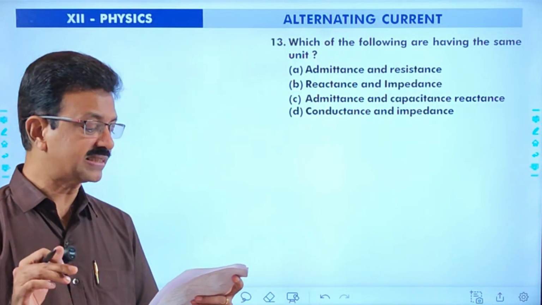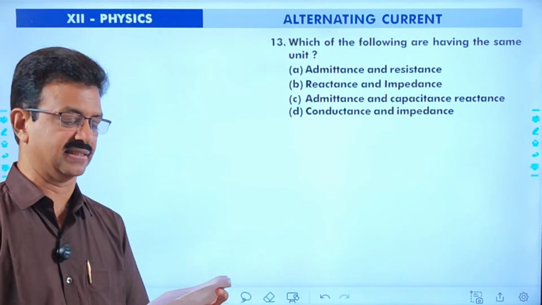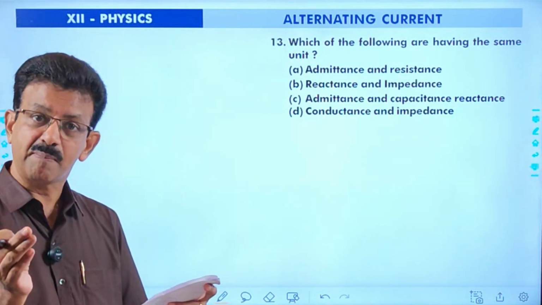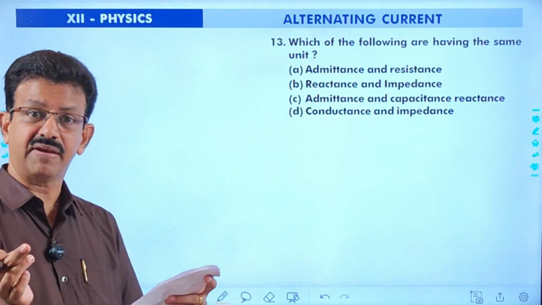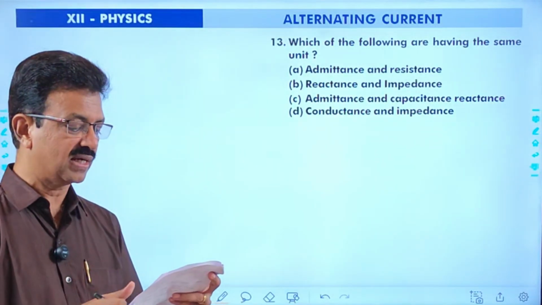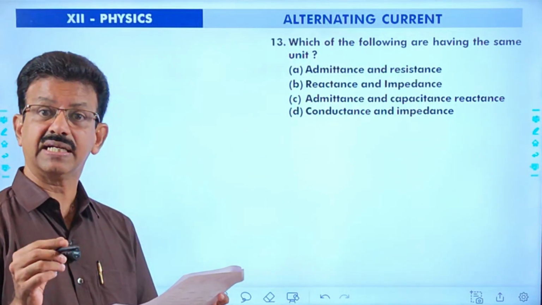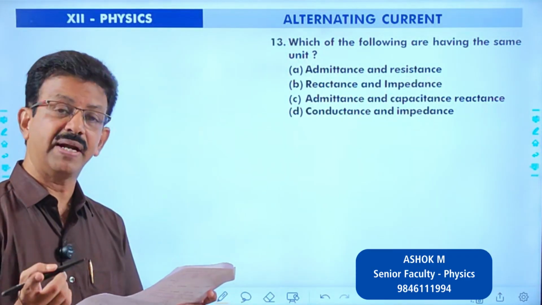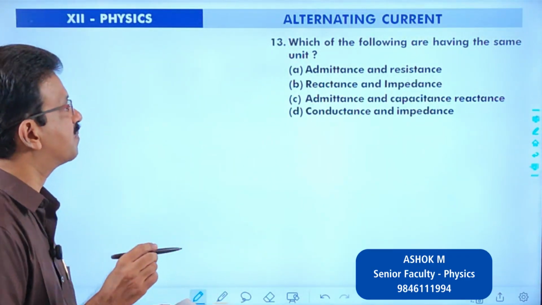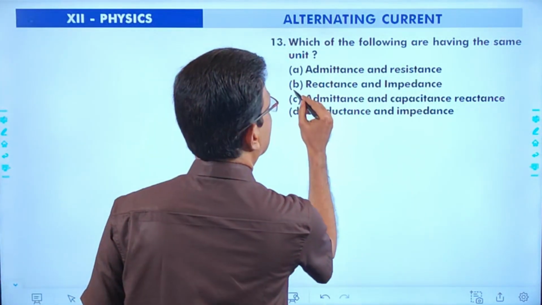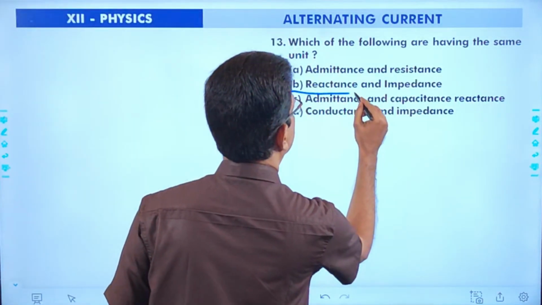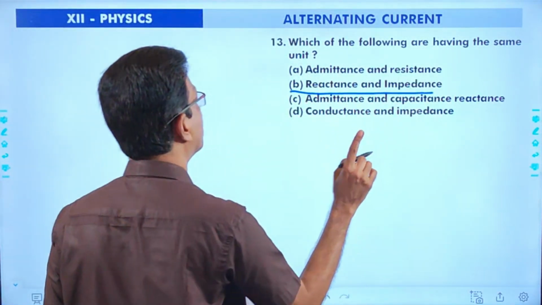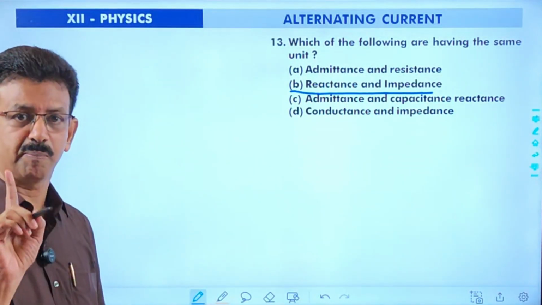Then admittance and capacitive reactance. Admittance 1 by ohm. Capacitive reactance ohm. It's also wrong. Then choice D, conductance and impedance. Conductance 1 by ohm. Impedance ohm. Therefore, here the correct choice is reactance and impedance, both will have the unit ohm. Therefore, the correct choice is B.